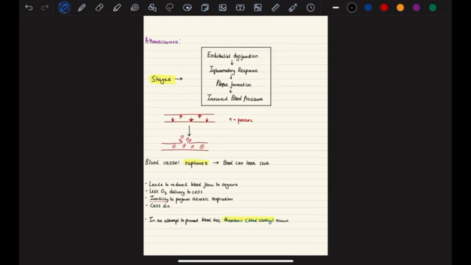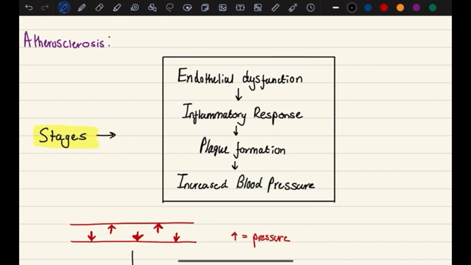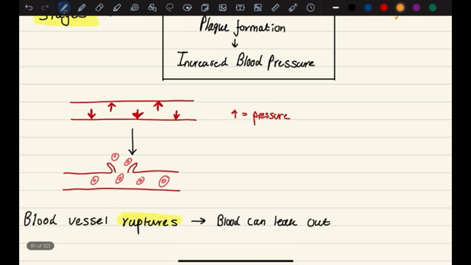Okay, so just to kick things off, we're going to begin with a recap on atherosclerosis. So we zoom in, we said there were 4 stages: endothelial dysfunction, inflammatory response, plaque formation, and then that leads to increased blood pressure, which begins your cycle of positive feedback. So we're just going to write here, cycle, positive feedback.